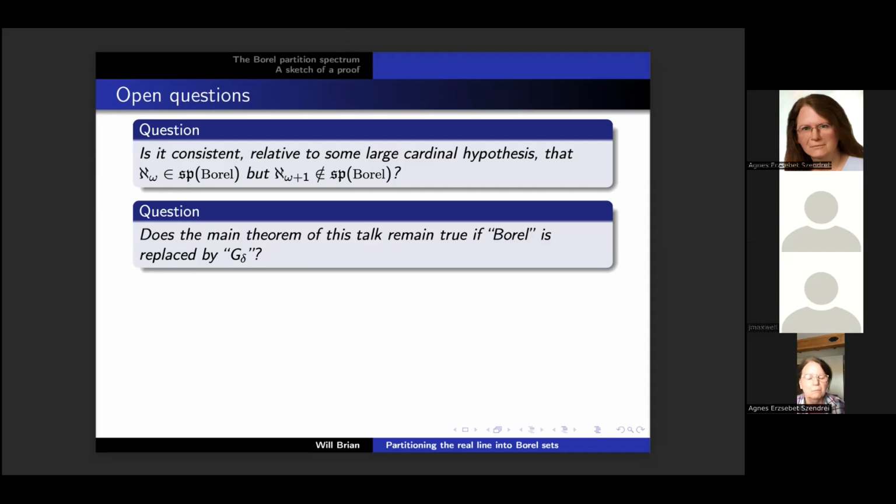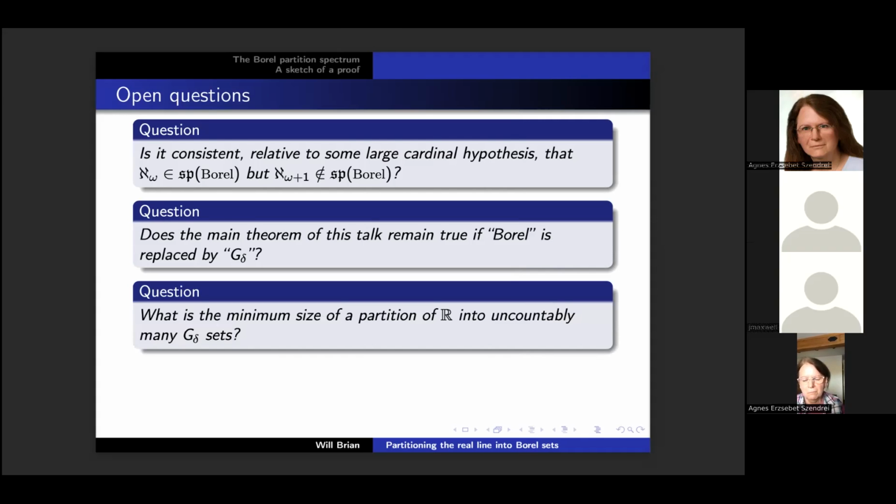Okay, next question. You remember one of my corollaries was that the theorem stays true if Borel is replaced by a whole big list of other things. I would really like to add G delta to that list. G delta is important for a number of reasons in this context, but in some sense, it's an interesting question just because it seems to be very hard and it seems not to follow from any of the techniques that I have so far for looking at this sort of thing.